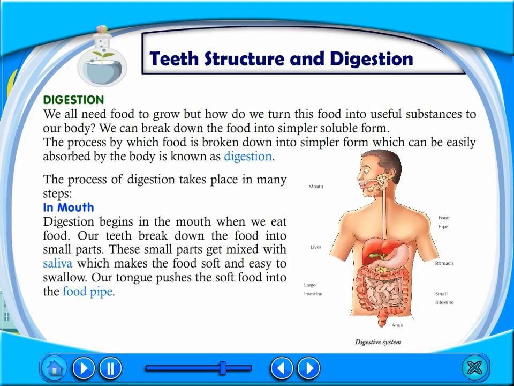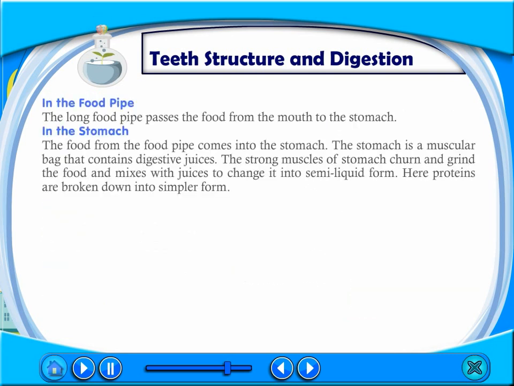In the mouth, digestion begins when we eat food. Our teeth break down the food into small parts. These small parts get mixed with saliva, which makes the food soft and easy to swallow. Our tongue pushes the soft food into the food pipe. In the food pipe, the long food pipe passes the food from the mouth to the stomach.